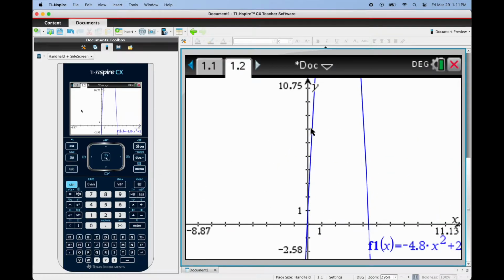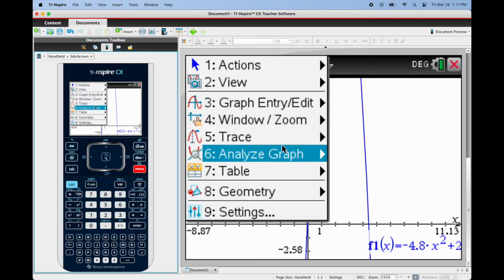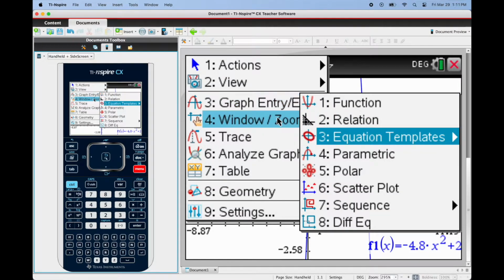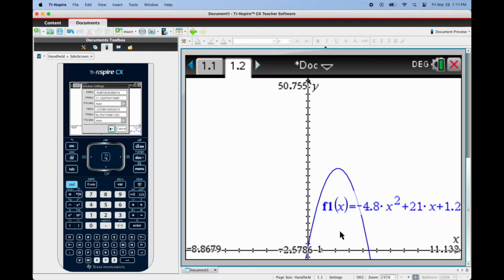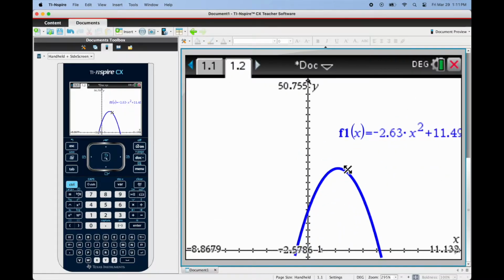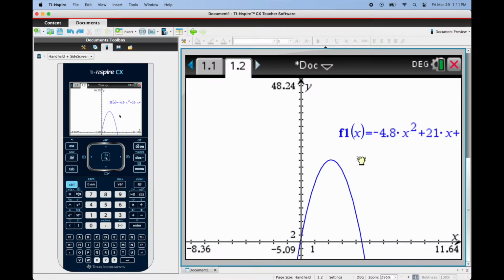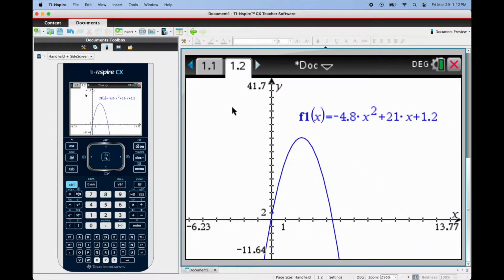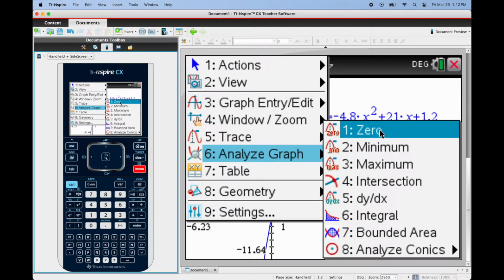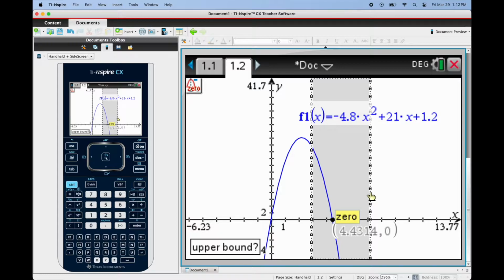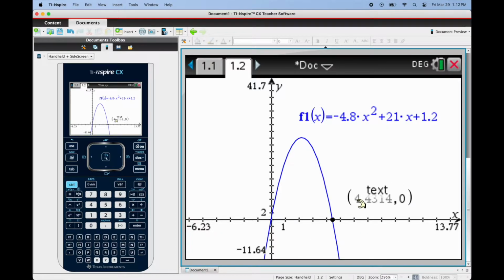The graph is a little funny. We could probably change our x-axis, and we might want to. So for the next question, I'm just going to change the y value and maybe put the max to something like 50, which should probably be okay. So let's find out where we reach 0 here. Analyze graph, and let's find the zero. Here we go. So after 4.43 seconds, the ball is at a height of 0.